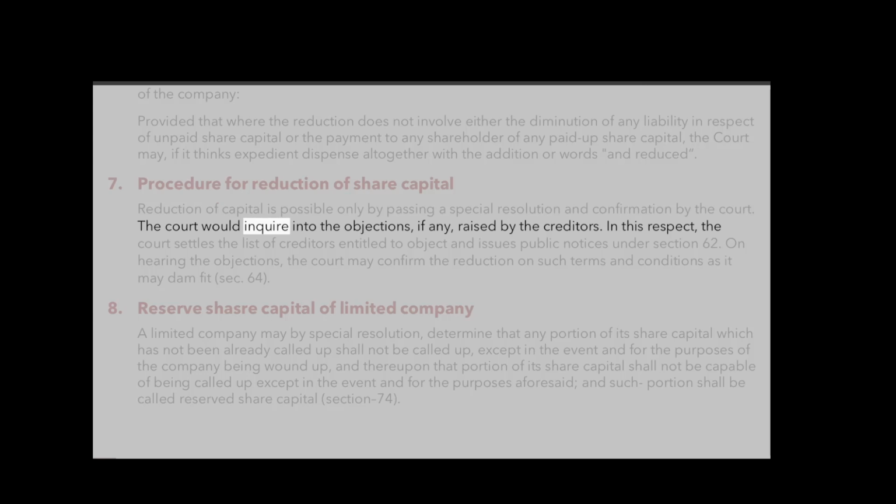The court would inquire into the objections, if any, raised by the creditors. In this respect, the court settles the list of creditors entitled to object and issues public notices under Section 62. On hearing the objections, the court may confirm the reduction on such terms and conditions as it may deem fit.